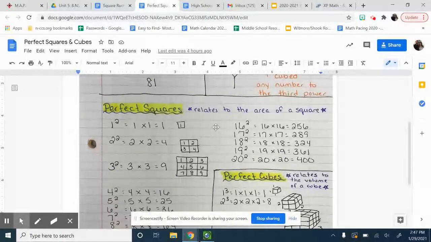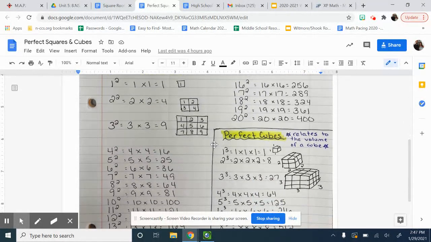a little bit and you can see 16 through 20. 16 squared is 256, 17 squared is 289, 18 squared is 324, 19 squared is 361, and 20 squared is 400. So those are all of your squares. It's any number times itself.